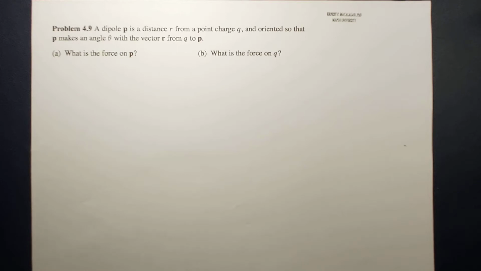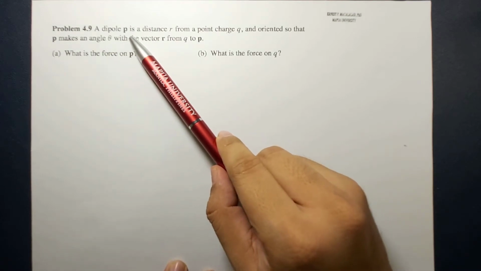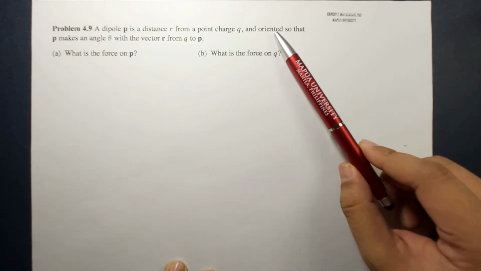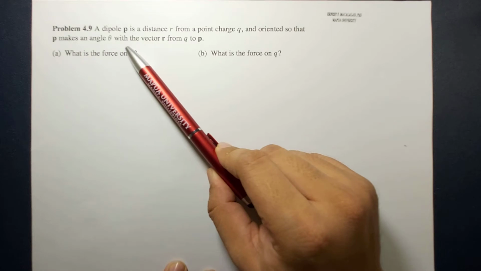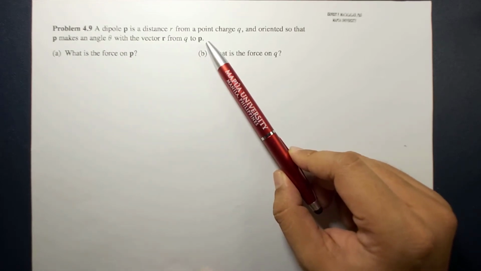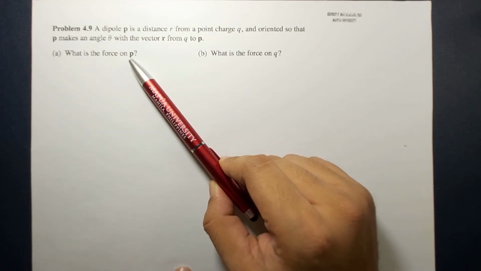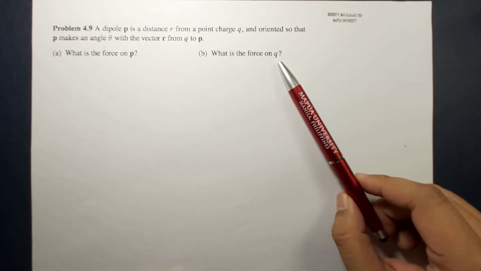Today we're going to discuss a sample problem involving forces between dipoles and point charges. The problem reads: a dipole P is a distance r from a point charge Q and oriented so that P makes an angle theta with the vector r from Q to P. The question is, (a) what is the force on the dipole? And (b) what is the force on our charge?